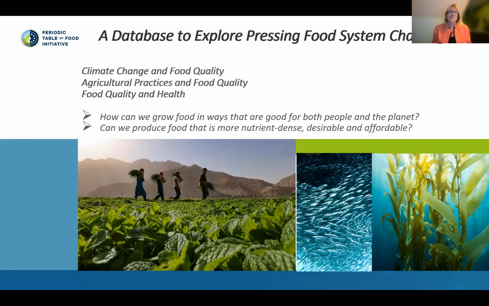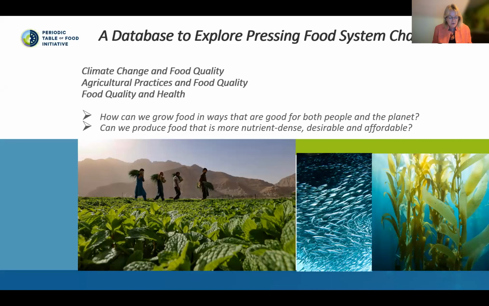We have some very large overarching questions that we're hoping to be able to answer. How can we grow food in ways that are good for both people and planet? And can we produce food that is more nutrient dense, desirable, affordable, and uses fewer resources? In terms of looking at climate change, we really do want to understand how do environmental factors impact food biomolecular composition, and how does this impact our food quality and our nutrient supply, going way beyond what we know about protein and a handful of micronutrients and the effect of climate change.